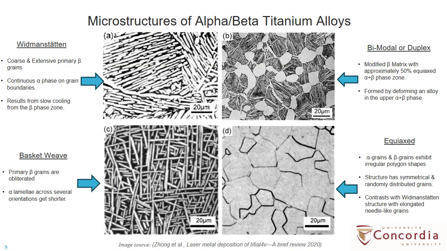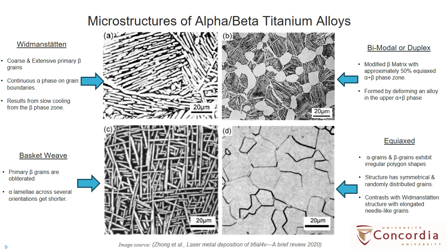In Widmanstätten structures, the primary beta grains are coarse and extensive. On the grain boundary, continuous alpha particles grow. In the figure, the alpha lamellar colonies are dense, dark, and parallel. Slow cooling rates in the beta phase zone reveal Widmanstätten structure, which has low ductility and strong fatigue performance.